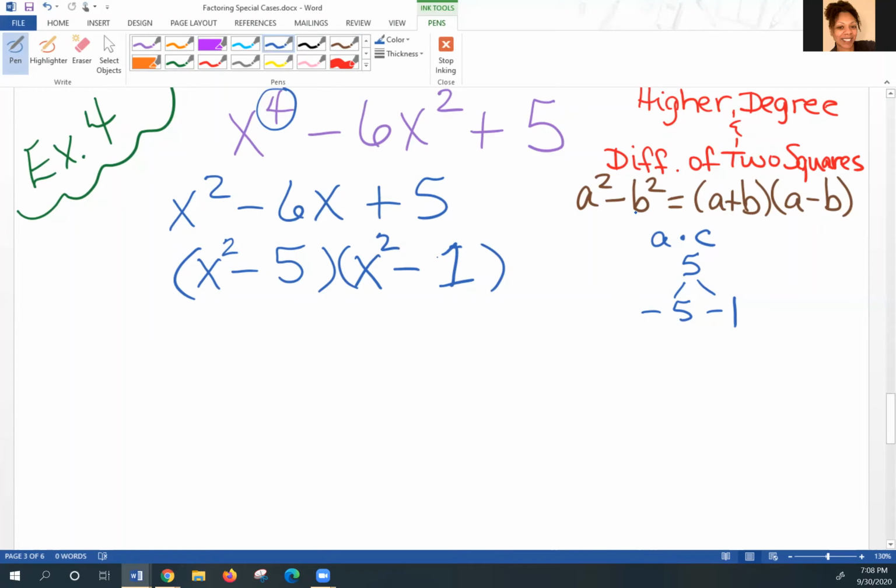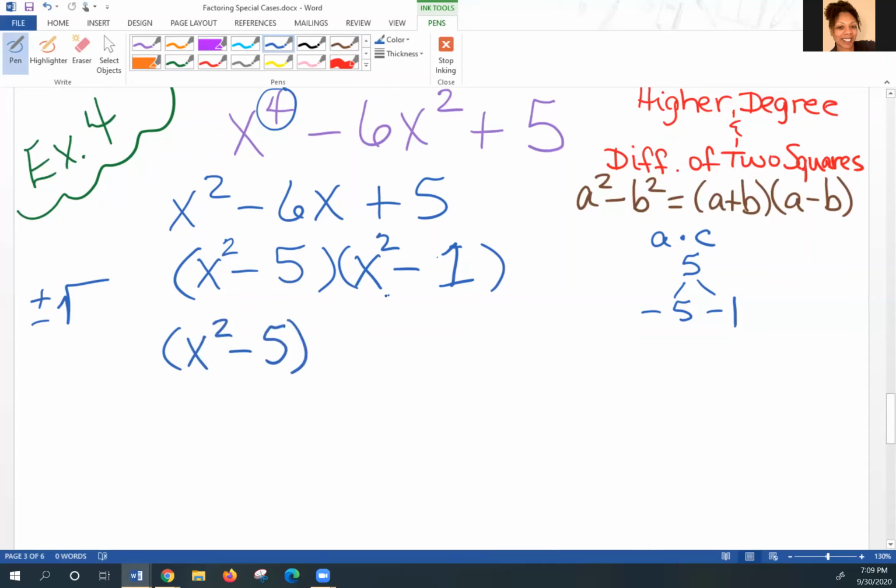And there's something called the difference of 2 squares, where if I can take the square root of both terms, then my answer will be in the form of a plus b times a minus b. Remember, square root is a plus or minus. Remember how I told you all that? So that's what's happening here. I can't take the square root of 5, so I'm finished with that one. So I'm just going to bring that down, x squared minus 5.